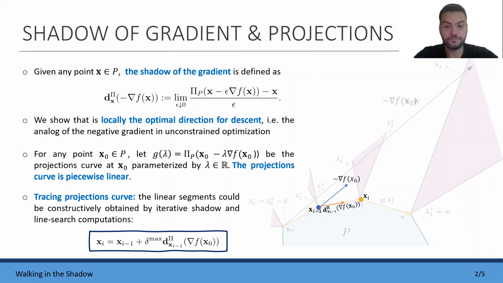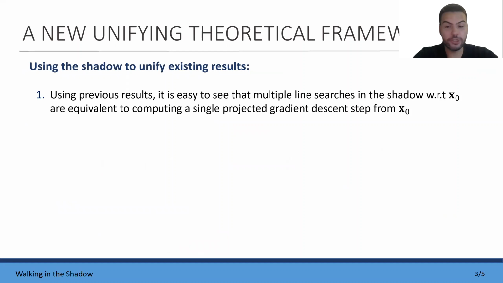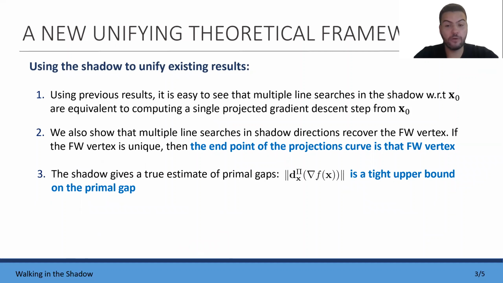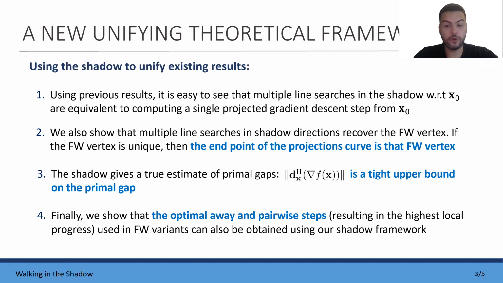We now use our shadow and parametric projections framework to unify various existing results on descent directions in the literature. So first, by construction, the projected gradient descent step lies on the projections curve, which we know how to trace. We also show that the same holds true for the Frank-Wolfe vertex. In particular, when the Frank-Wolfe vertex is unique, it forms the endpoint of the projections curve, thereby drawing a novel connection between projected gradient and Frank-Wolfe methods. Also, a nice property is that the shadow of the gradient gives a true estimate of primal gaps. Finally, we note that we can use our framework to obtain optimal away and pairwise steps used in Frank-Wolfe variants.